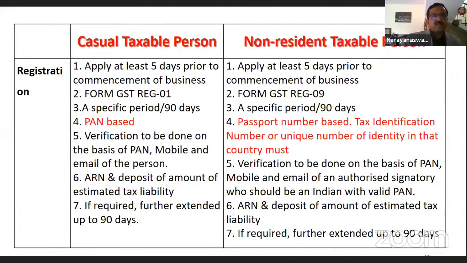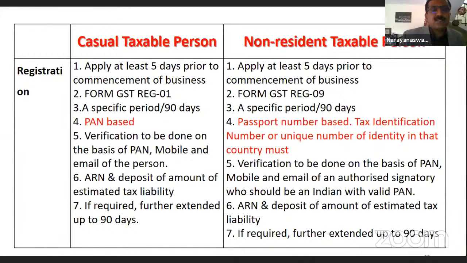So under these circumstances, he becomes a casual taxable person, and he needs to register with the GST authorities and also quantify what the possible tax liability will be, and he has to deposit it with the government, and after that he can operate. Once he has finished his exhibition, he needs to file the returns. If there are amounts to be returned to him, he can file the refund claim and take it back.